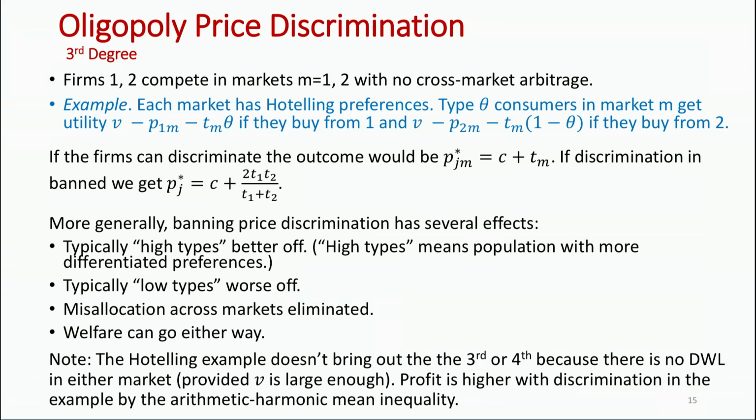Well, let me first start with third-degree price discrimination. You have two firms competing in two separate markets, and suppose there's no cross-market arbitrage. So, two firms selling cell phone service in Boston, two firms selling cable TV service in Boston and selling cable TV service in Philadelphia. You can't buy cable TV in Boston and then use it in Philadelphia or vice versa. You have to buy the service at your service address. So you could have these same two firms competing in these two different markets.